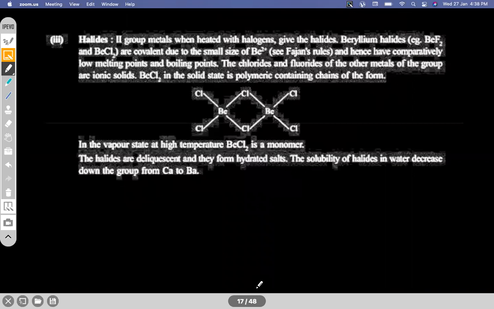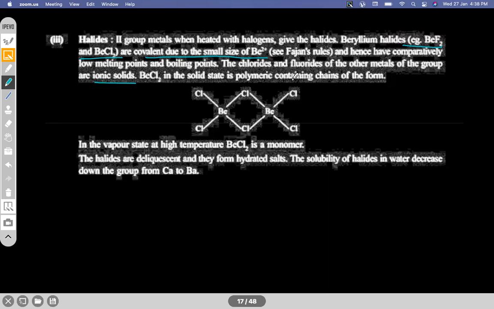Halides. Group 2 metals, when heated with halogens, give halides. Beryllium halides, BeF2 and BeCl2, are covalent due to small size. Due to Fajan's rule, they have comparatively low melting and boiling points. The chlorides and fluorides of other metals of the group are ionic solids.